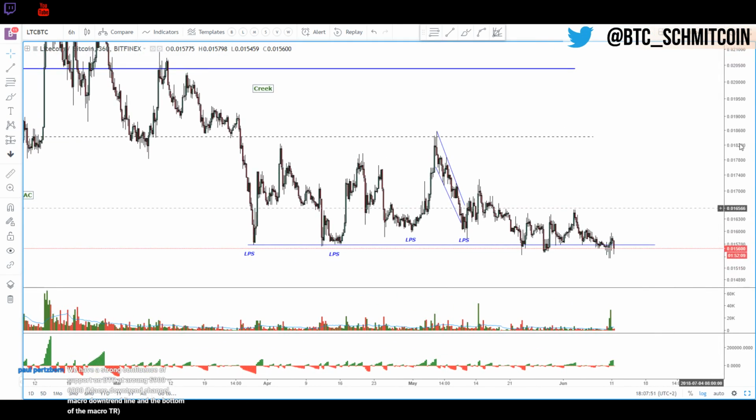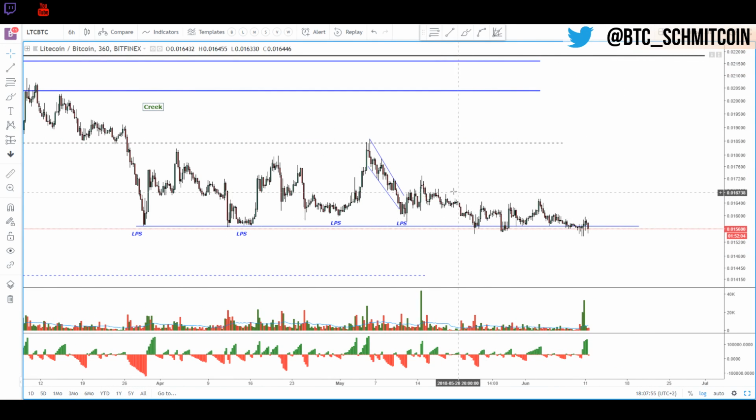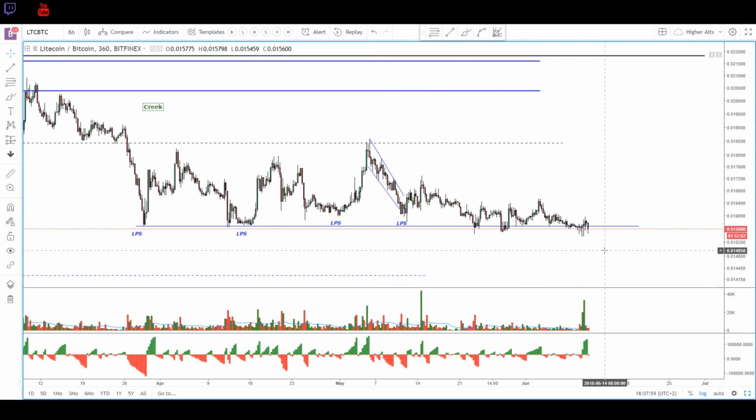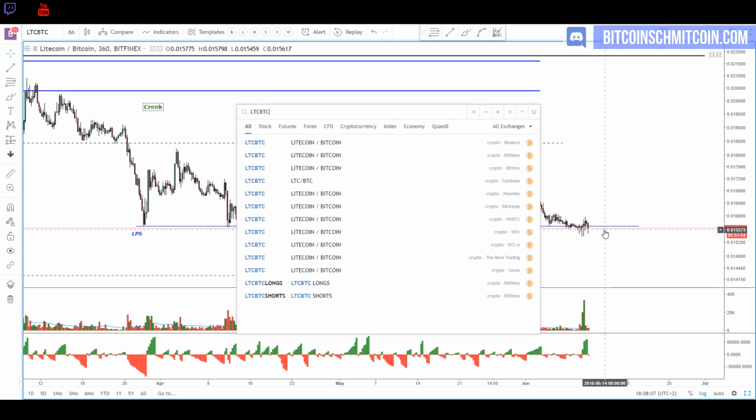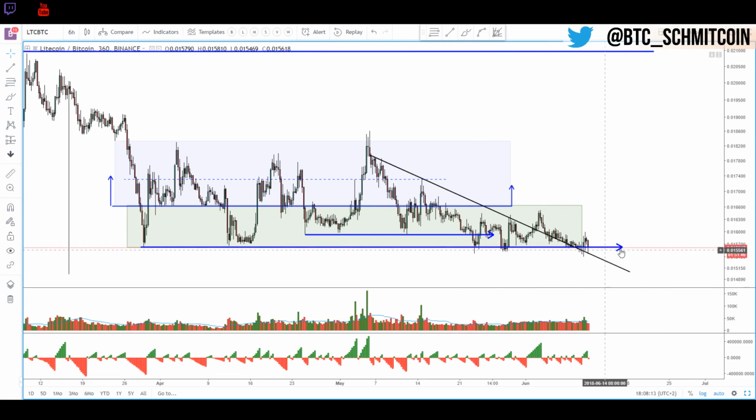What we might see, which is totally possible, is that this is like a creek, and maybe we see a spring down here, some sort of shakeout. But it's kind of just content, chilling on this support here. It's just whatever Bitcoin does, okay, we're just going to hang out there and do our thing, chilling at, what is it, 155 or 0.0155.